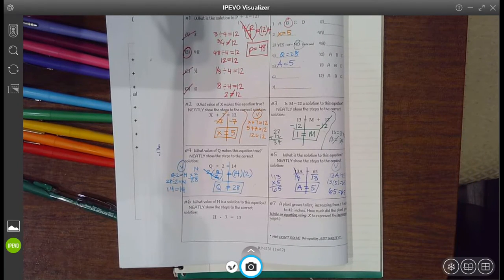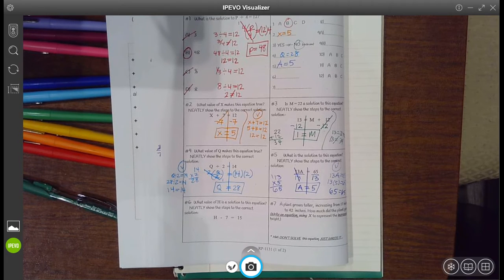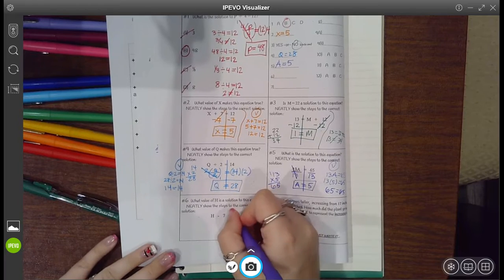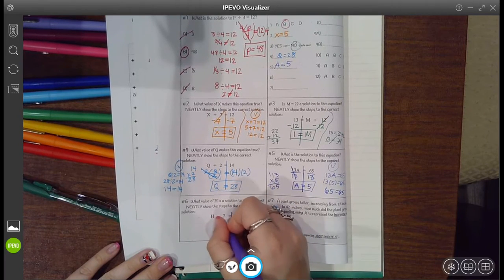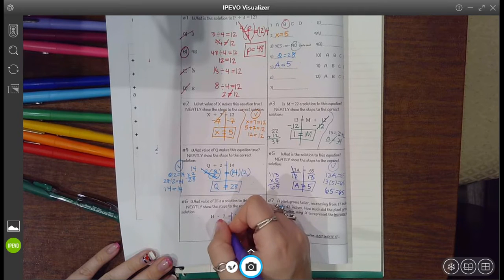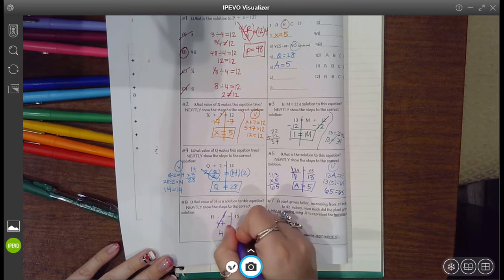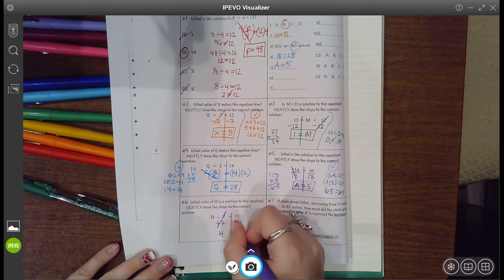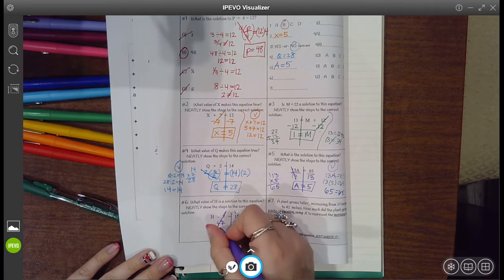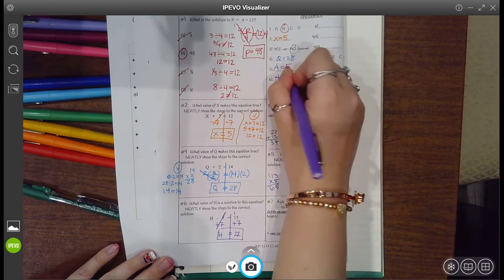Let's move on. Number 6 says, what value of H is a solution to this equation? Draw a line down from your equal sign. What's the inverse of subtracting? It's adding. So add 7 to get these to cancel. 7 minus 7 is 0. Now H is by itself, but whatever you do to one side, you have to do to the other. So 12, carry the 1, 1 and 1 make 2. So I think H equals 22.